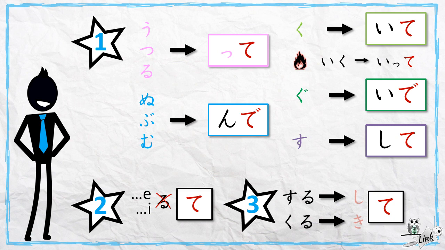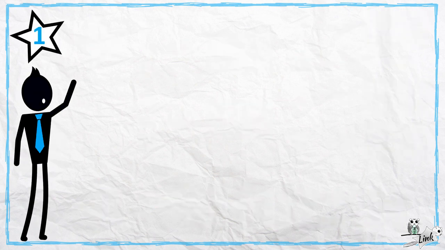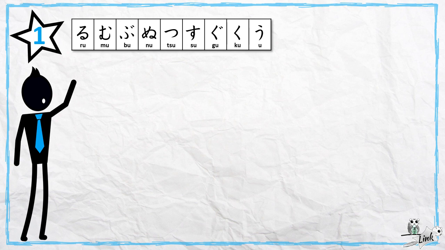I take the conjugation rules of the te form and I change the te into ta. Well, that's easy to say, but that's a lot of information at the same time. So let's go step by step here. Let's begin with group 1 verbs, the most difficult part. As you know, there are 5 subgroups inside group 1.